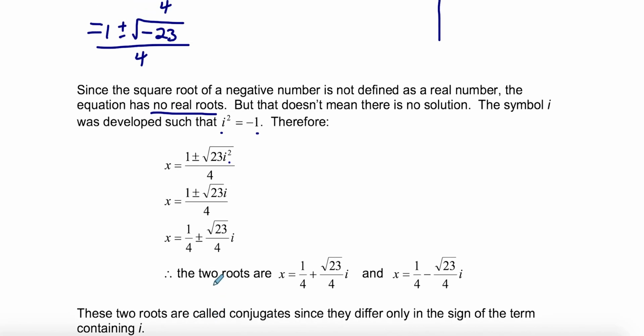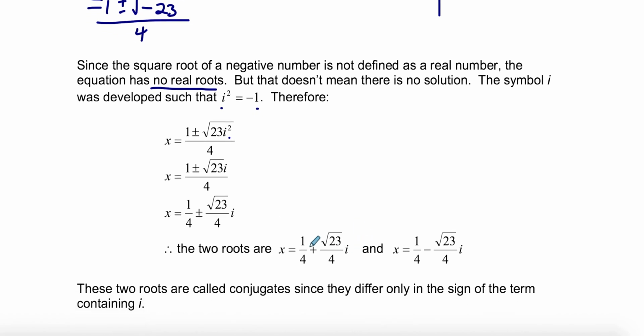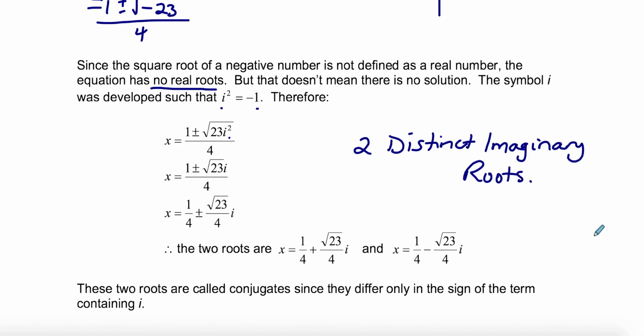So you're still going to go ahead and give an answer. We're going to have 1/4 plus or minus root 23 over 4 i. And you could have left this just as one fraction as well, but we're going to say the two roots are imaginary. We have two imaginary distinct roots. So they aren't real roots in the real number system. These are complex or imaginary roots. The two roots are called conjugates since they differ only in the sign of the term containing i.